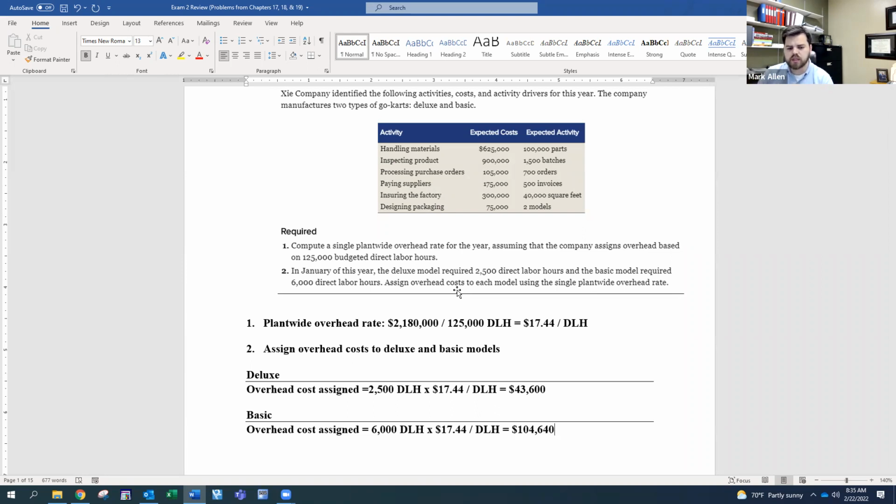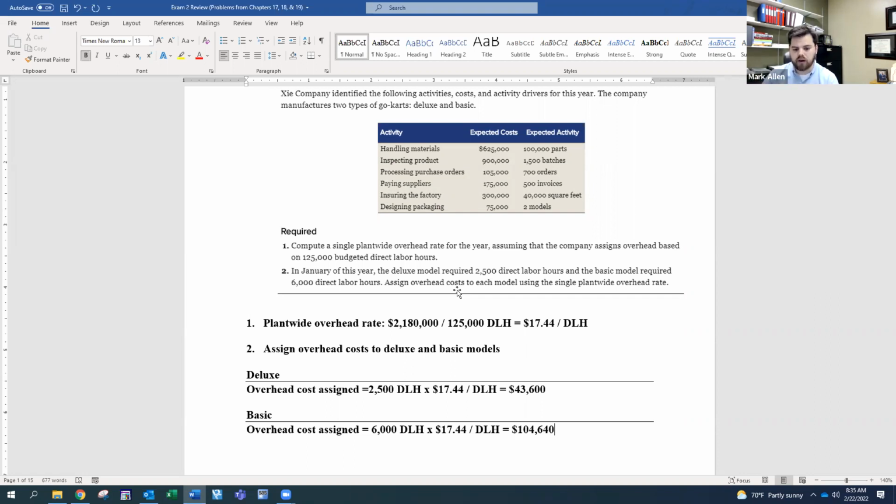And you say, well, that makes sense, Mr. Allen, because what we see here is that the basic model is using much more direct labor hours. So it makes sense that they would be receiving a lot more of the overhead cost. But I would ask you then, if you think that's the case, does it require the same amount of activity to produce a deluxe model go-kart as a basic go-kart, do you think? Or do you think there might be some costs that are only relevant to the deluxe model that right now might be getting shifted over to our basic model?